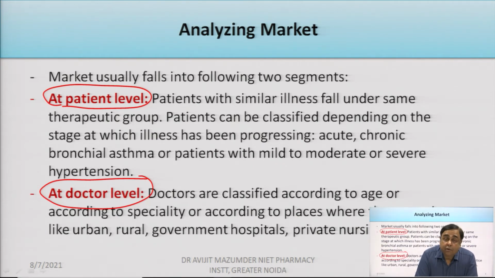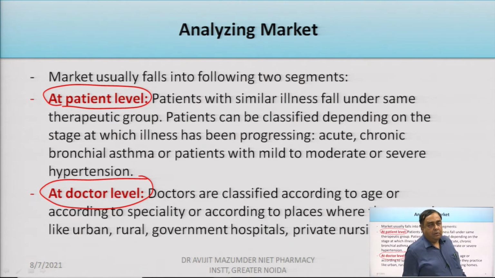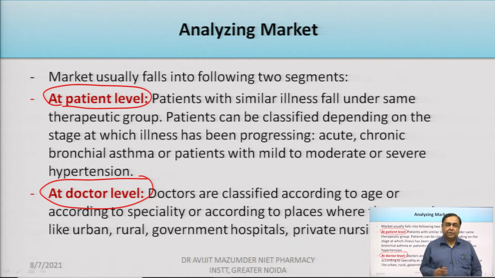They can also be classified on the basis of specialty. Specialty means whether the doctor belongs to neurology, whether he belongs to surgery, whether he belongs to the field of gynecology, and so on. That is, depending on the specialty, we can categorize the physician. The type of medicines which he or she will be recommending will depend on the specialization.